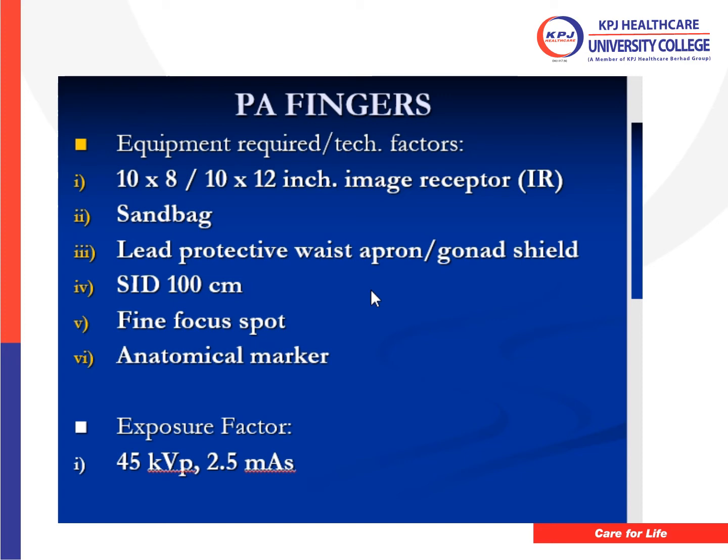We want to go for the finest to see the bone structure, the trabecular markings as well, and anatomical markers too for identification, whether you are projecting the right side or the left side. Alright, exposure factors are included in the technical factors and usually suggested between 45 to 48 kVp and 1.8 to 2.5 ms, depending on how thick it is. If it is bandaged or something, you have to adjust the exposure factors, right?